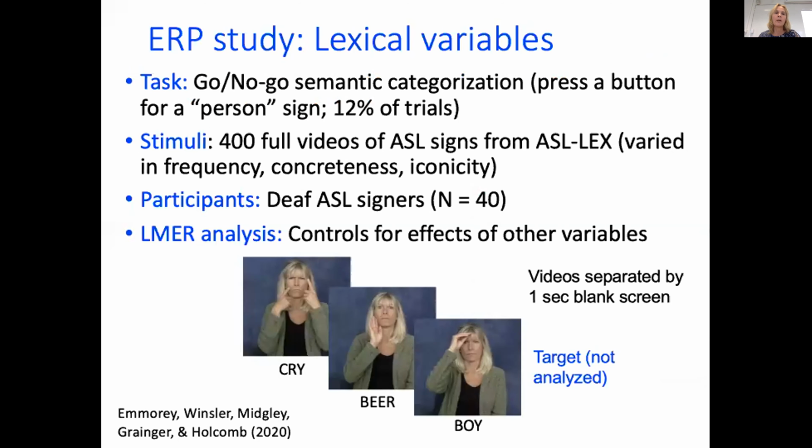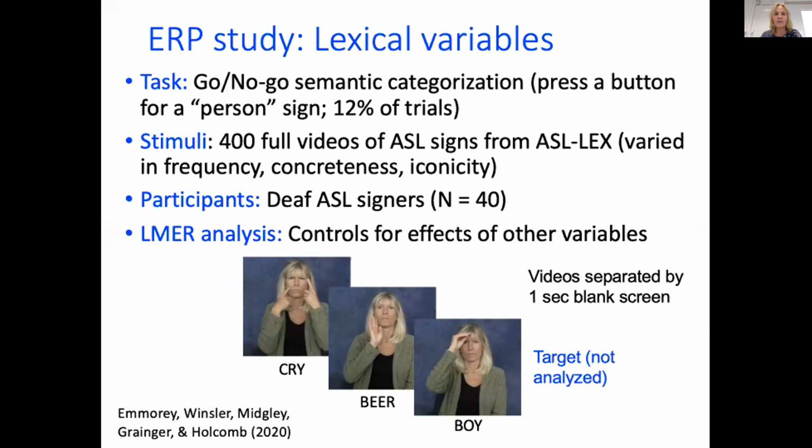So in this experiment, we also had this same semantic categorization task. Again, we're looking really at the trials where you're not making a decision, but you have to semantically process the signs. This was not a priming study. This was just a semantic categorization study. We presented full videos in this experiment of about 400 ASL signs that varied in their frequency, concreteness, and iconicity. And so we wanted to look at the effects of those components on the ERP.